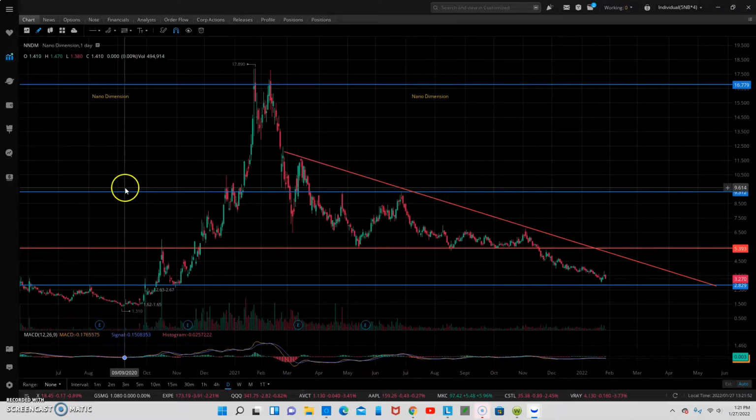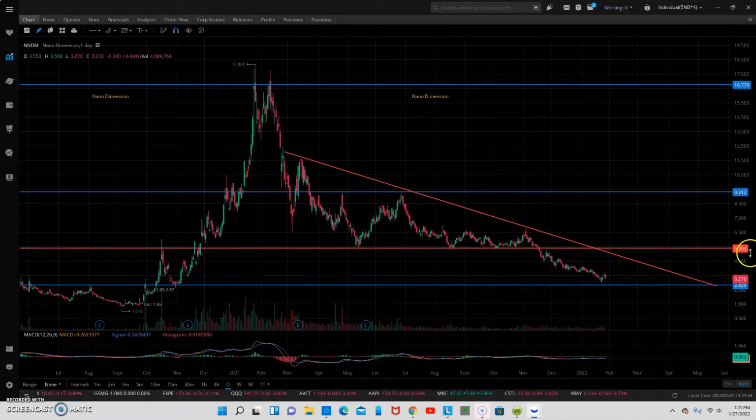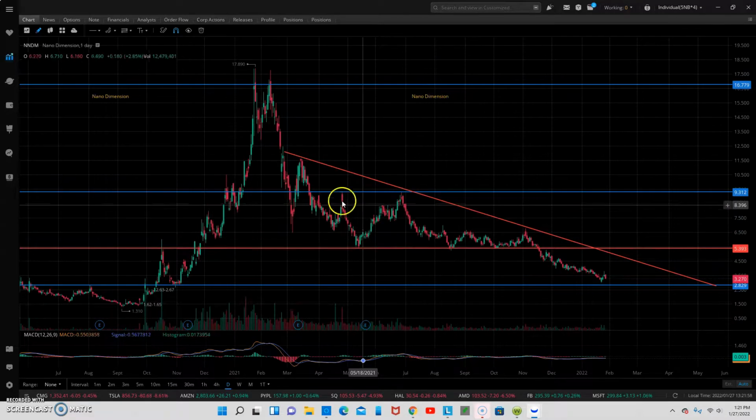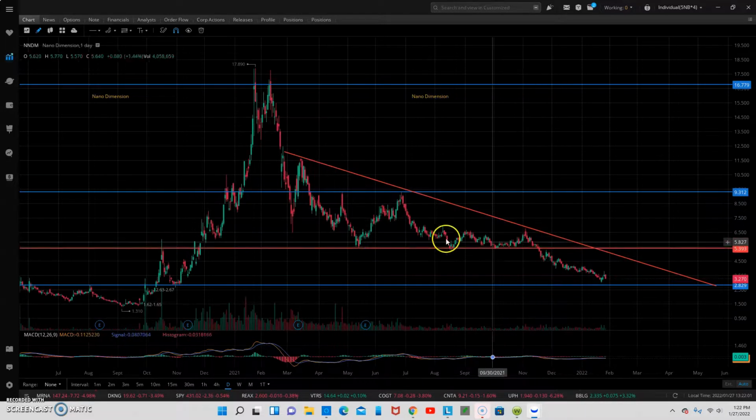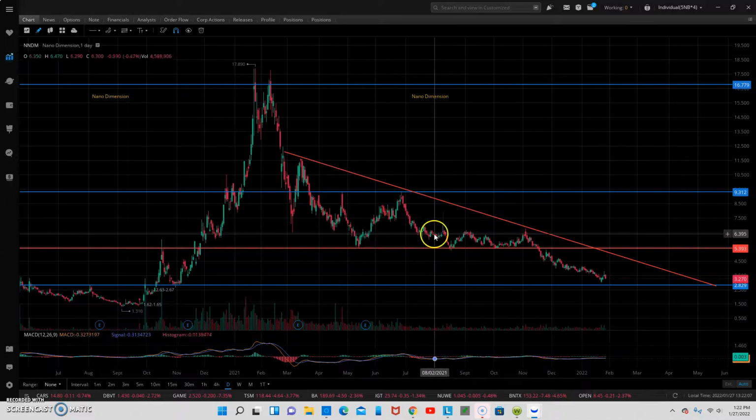All right. Now going down our chart here, I have this marked in red because this was a key support area where the stock did establish a base, and it looked like it was going to be able to hold that base throughout the majority of 2021.